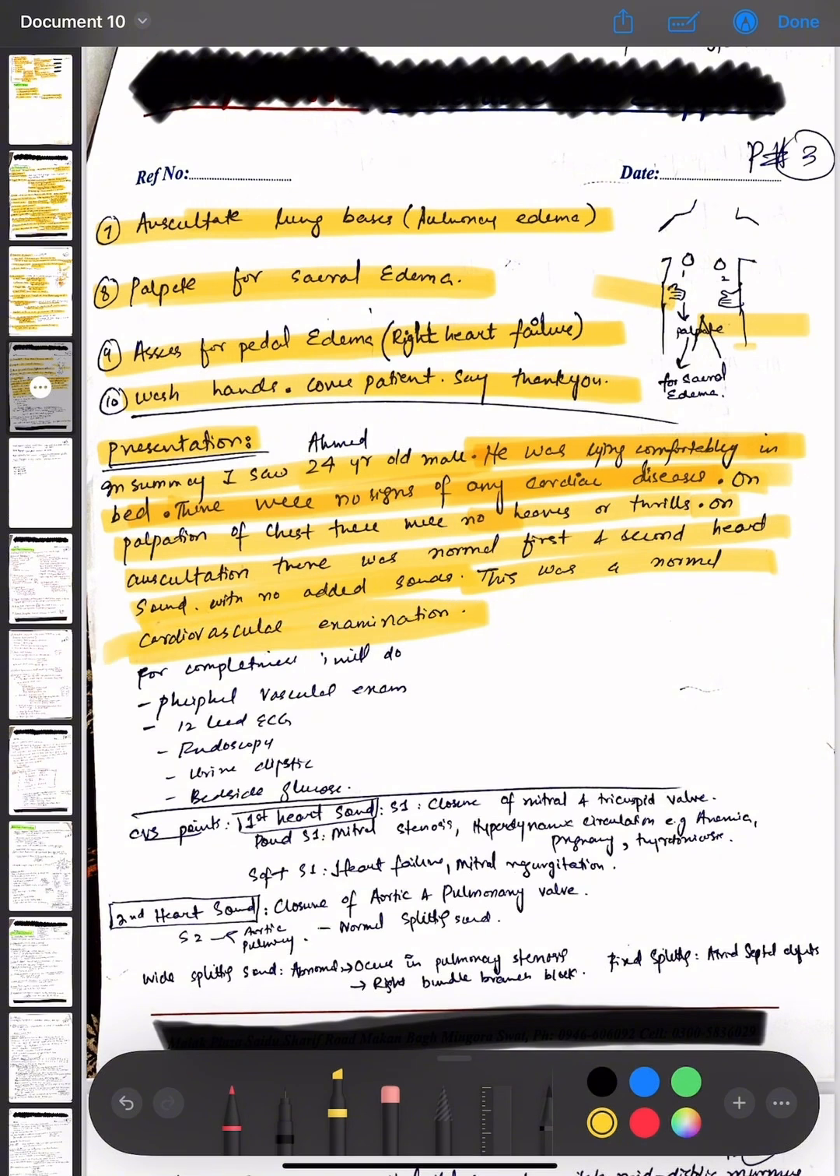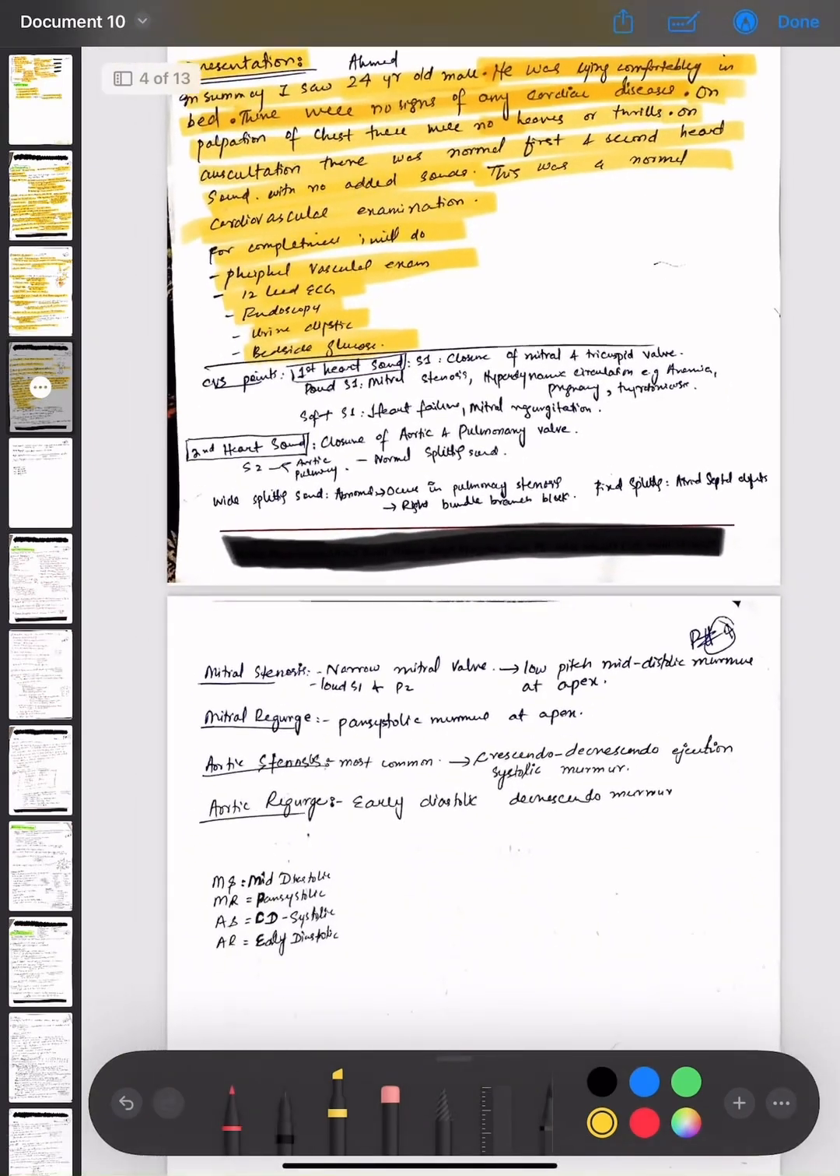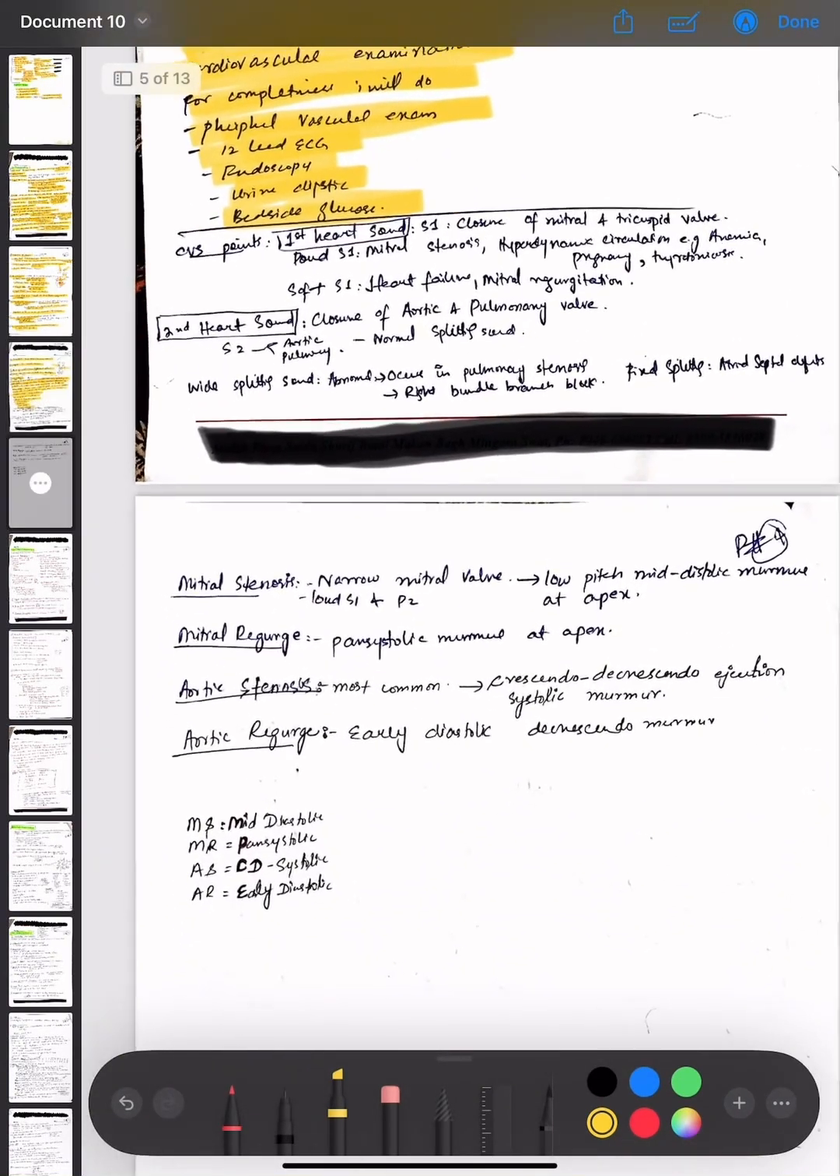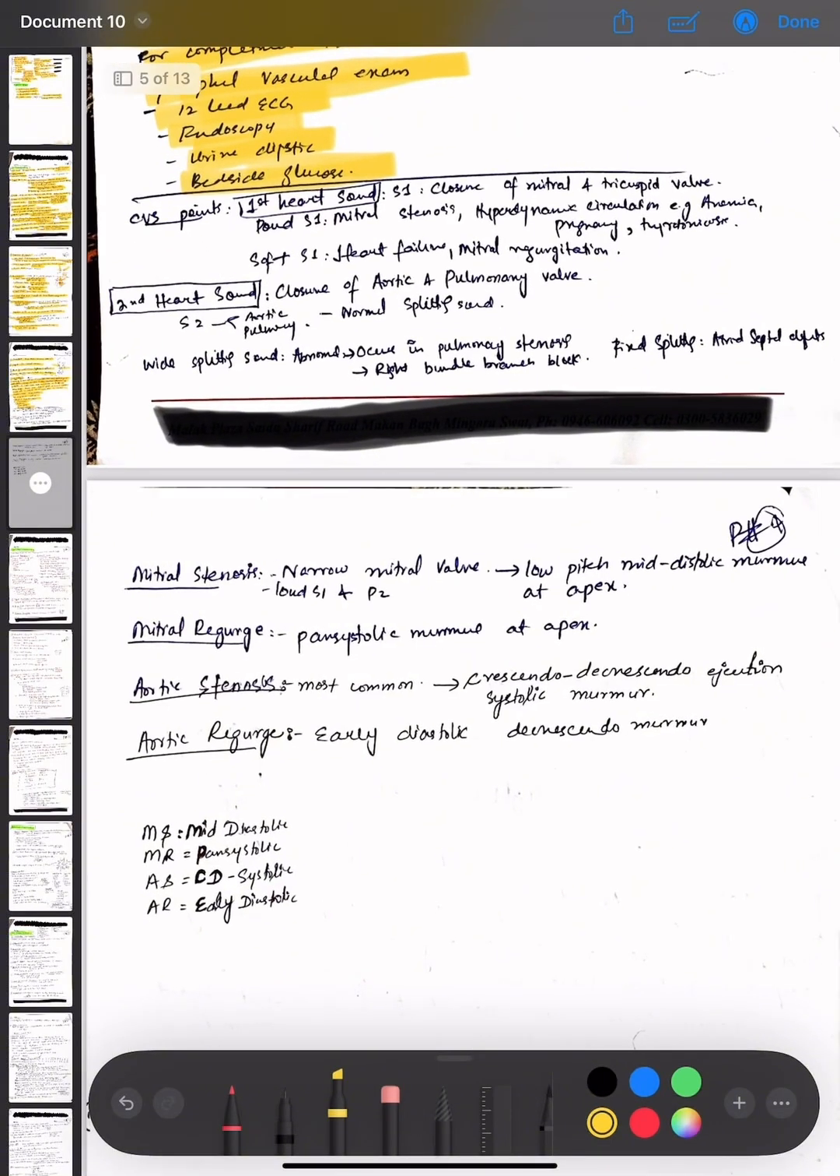For completeness, I will do the peripheral vascular examination, 12-lead ECG, fundoscopy, urine dipstick test, and bedside glucose test. Now, these are the important points which we should know while performing the cardiovascular examination. The first heart sound is S1, and it is due to the closure of the mitral and tricuspid valves. Loud S1 means mitral stenosis is present.